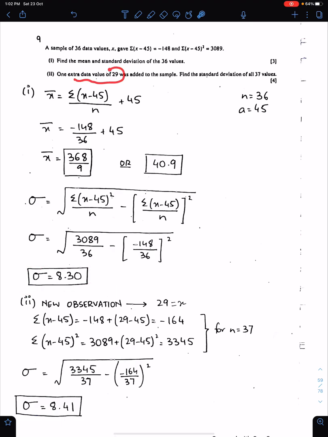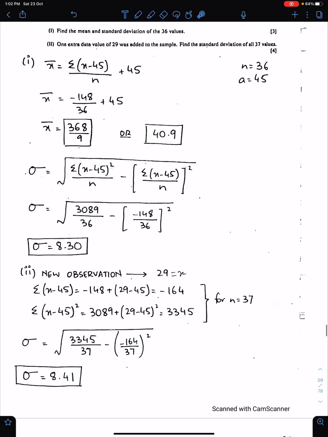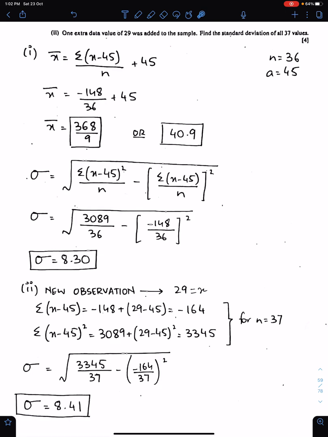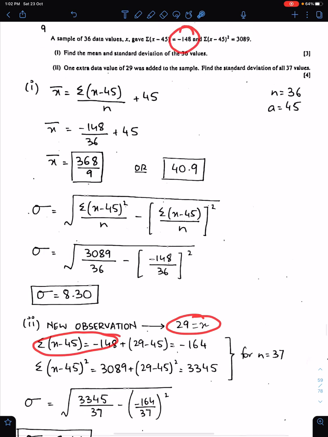One extra data value 29 was added to the sample, to this data. Find the standard deviation of all 37 values. Now be careful while adding 29 into previous data. So this is the observation. When you add this observation into this data, you need to first write 29 minus 45. You need to subtract 45 from 29 like this, and then add this result into this result.